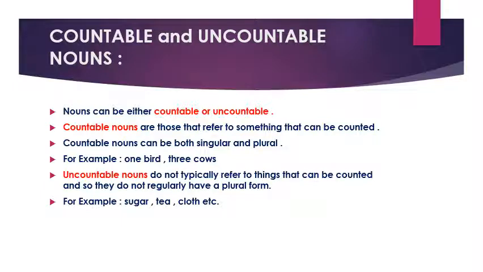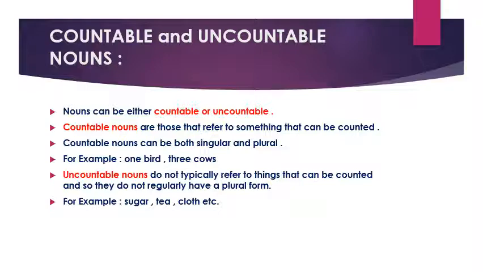Then countable and uncountable nouns, another category of nouns. Nouns can be either countable or uncountable. Countable nouns are those that refer to something that can be counted. Children, make it clear, the things which can be counted. Like you can count your books, you can count your notebooks, pencils, you can count your friends. So countable nouns can be both singular or plural.